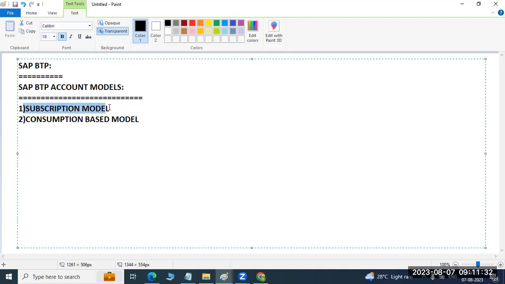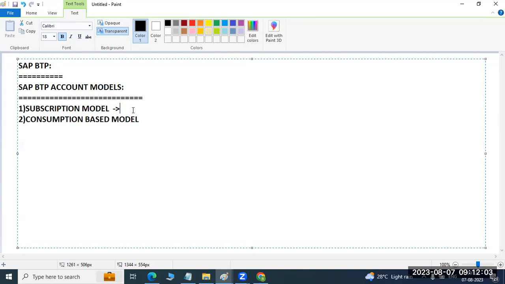In BTP, we have two types of models: the subscription based model and the consumption based model. So let's start by discussing the subscription based model. What is meant by subscription based? In the subscription model, you are allowed to use only the subscribed services. You are allowed to use only the subscribed services.